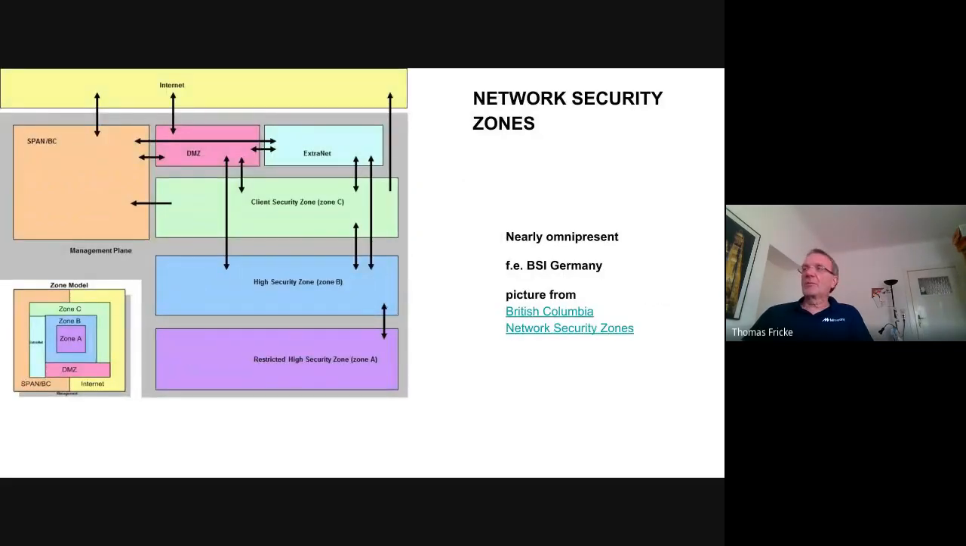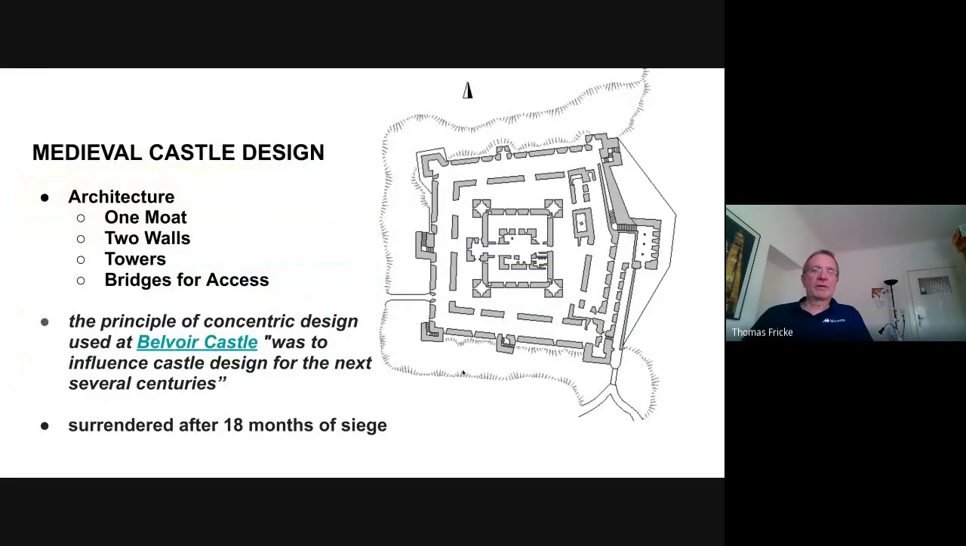Our security model, basically what you always see, is this model. Here you have the internet, and here you have several zones: DMZ, client security zone, high security zone, and a restricted high security zone. Effectively, this is this kind of model. If you compare it, it doesn't look so new. It's a medieval castle design. This is exactly the model we have. We have a typical architecture: one moat, two walls, towers, bridges for access.